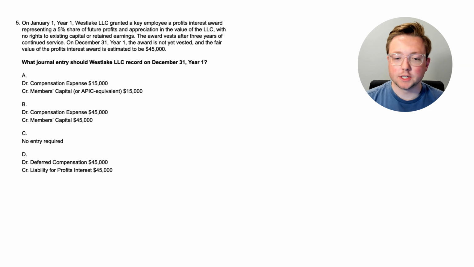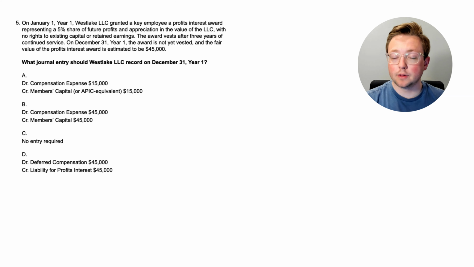All right, here we are at question 5. What journal entry would Westlake LLC record on December 31st, year 1? Let's go up to the top. On January 1st, year 1, Westlake LLC granted a key employee a profits interest reward representing a 5% share of future profits and appreciation in the value of the LLC with no rights to existing capital or retained earnings. The award vests after 3 years of continued service. On December 31st, year 1, the award is not yet vested, and the fair value of the profits interest award is estimated to be $45,000.